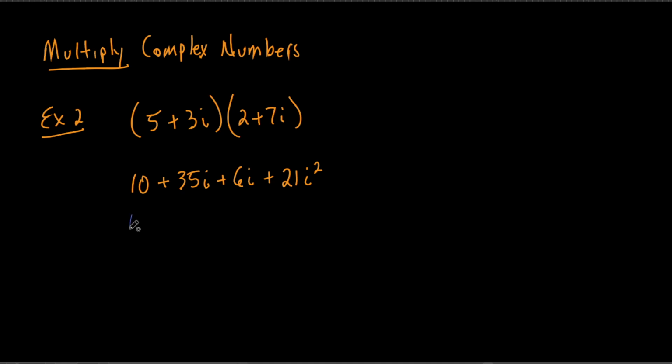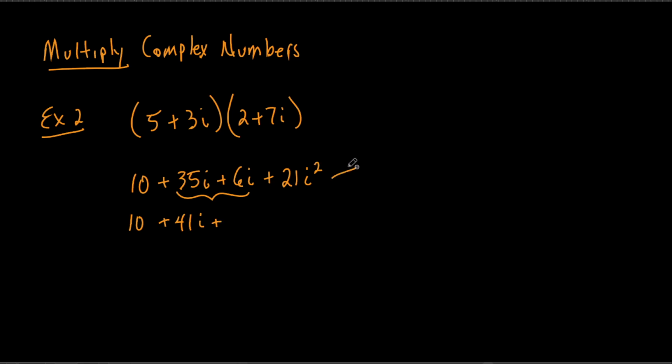So let's add some like terms. I'm going to keep the 10 there for a second. We're going to change that in a little bit. But here are my like terms so far: 35i plus 6i. So we add those up, and that's 41i. And then I'm going to write plus.